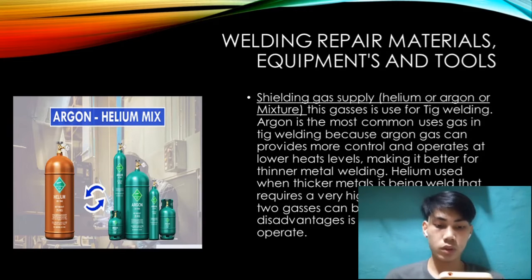Argon is the most commonly used gas in TIG welding because it provides more control and operates at lower heat levels, making it better for thinner metal welding. Helium is used when thicker metals are being welded, which requires very high arc voltages. The two gases can also be combined, but the disadvantage is that it is more expensive to operate.